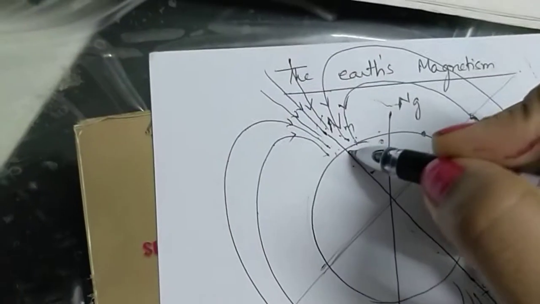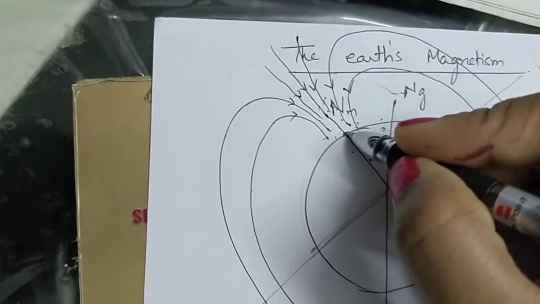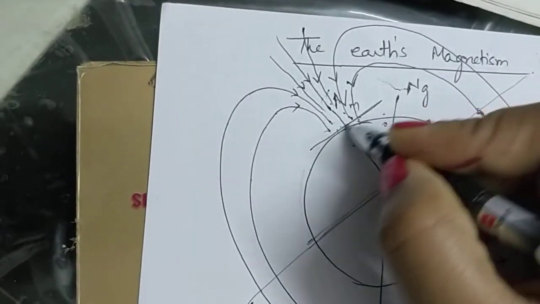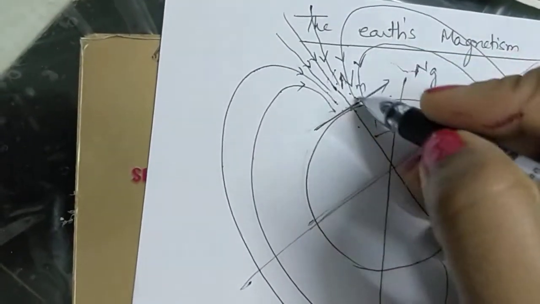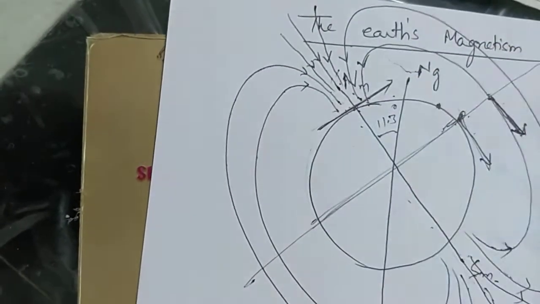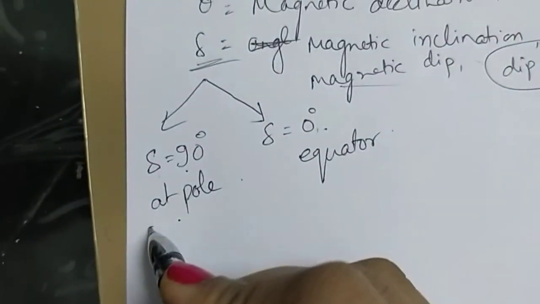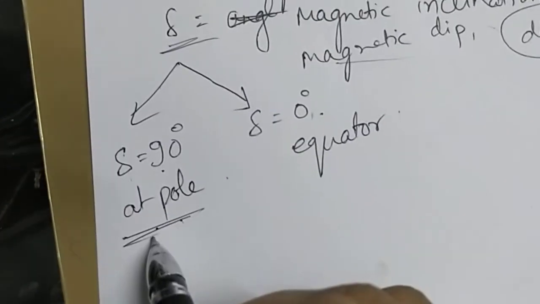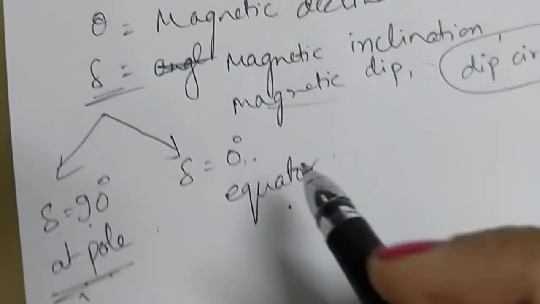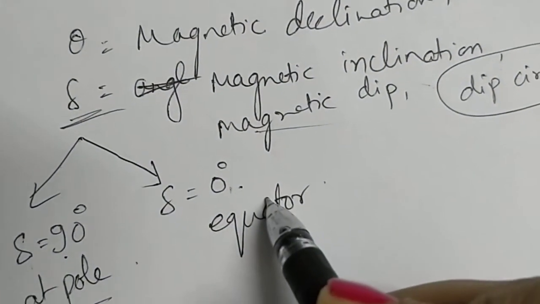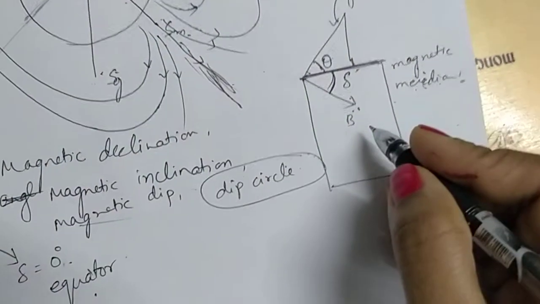And if you see at pole, what happens? If you are standing at pole, the tangent to the surface is the horizontal. This is the horizontal line, and this is the direction of the magnetic field. So you see, this is 90 degree. So both at south pole and north pole it is 90 degree, and on magnetic equator, not geographic, it is 0 degree.